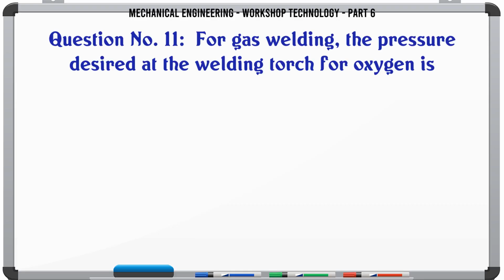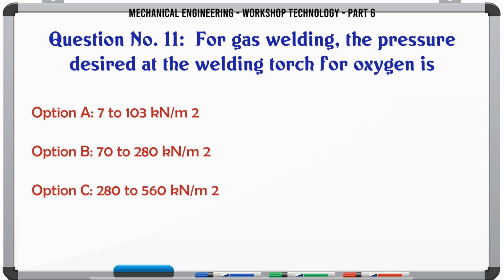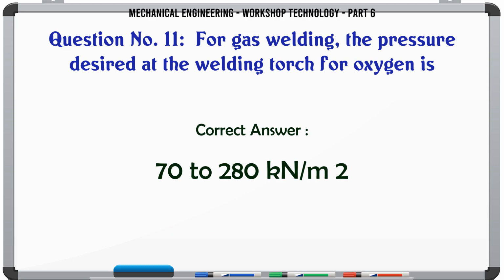For gas welding, the pressure desired at the welding torch for oxygen is A. 7 to 103 kN/m². B. 70 to 280 kN/m². C. 280 to 560 kN/m². D. 560 to 840 kN/m². The correct answer is 70 to 280 kN/m².